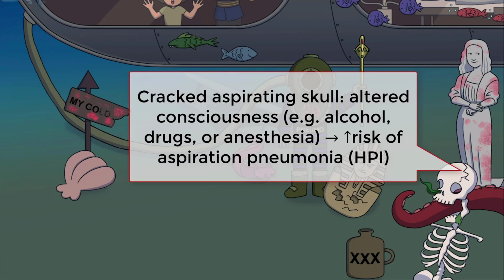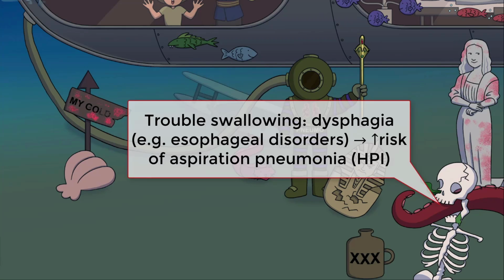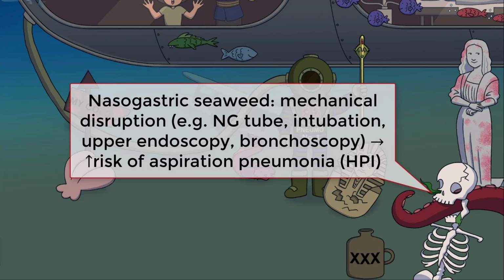What can impair your airway clearance? How about altered consciousness? From alcohol, drugs, or anesthesia? Or maybe your patient has an underlying neurologic disorder, such as Parkinson's or prior stroke. And how about dysphagia? Caused by an underlying esophageal disorder, for example. And don't forget about patients who have an NG tube or are intubated.